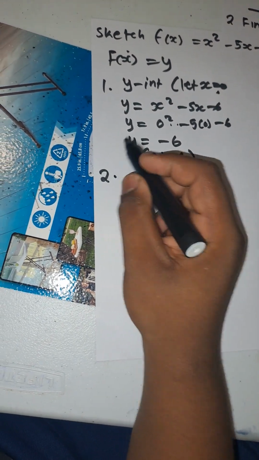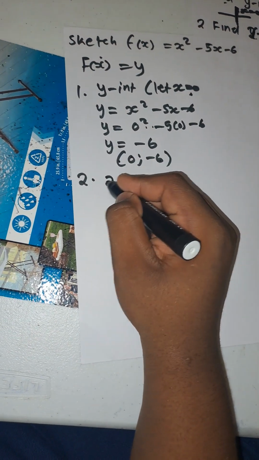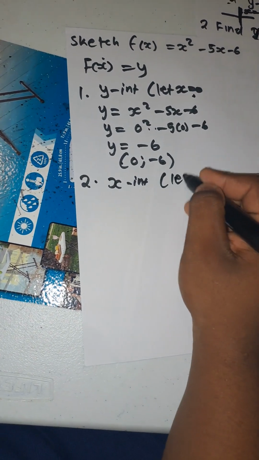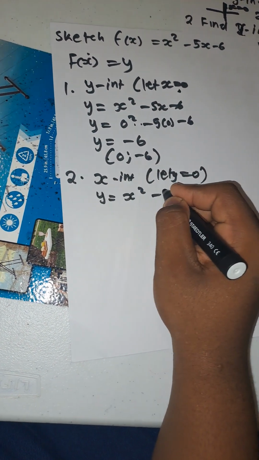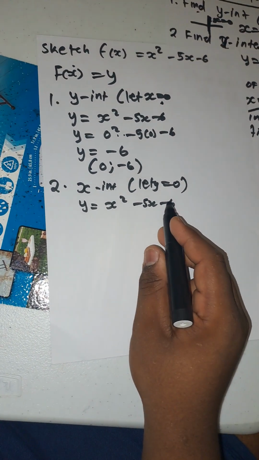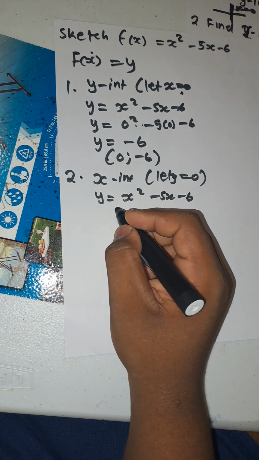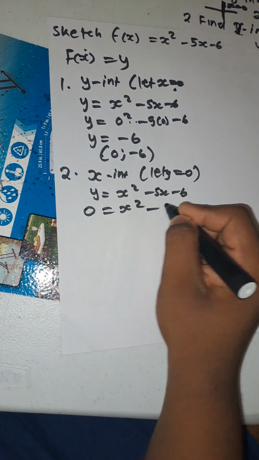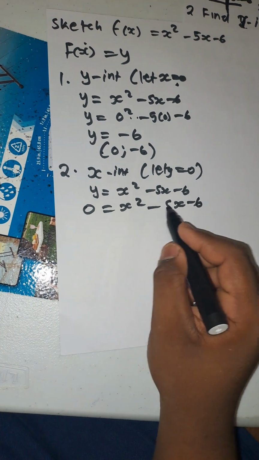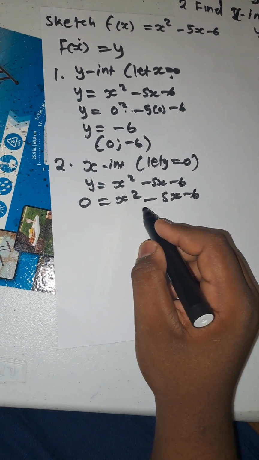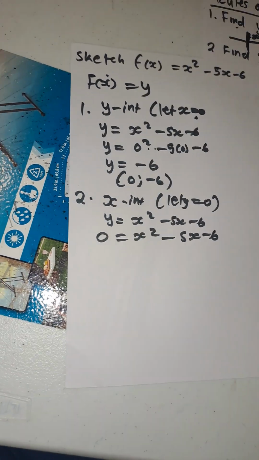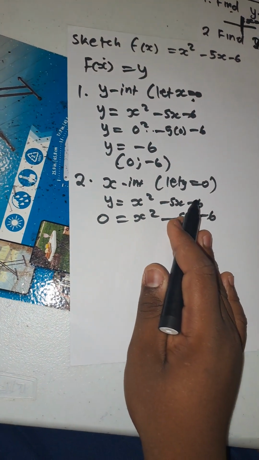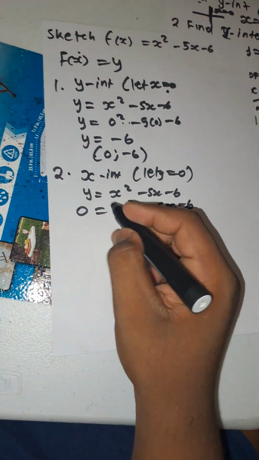Number 2, we said you find the x-intercept. For the x-intercept, let y equal 0. You put your equation y equals x squared minus 5x minus 6. Where there is y, you put 0. So it's going to be 0 equals x squared minus 5x minus 6. When I check here, I see a quadratic equation. I can use the quadratic formula, where x equals negative b plus or minus the square root of b squared minus 4ac, all over 2a, and you'll get the values. But I'll just factorize.